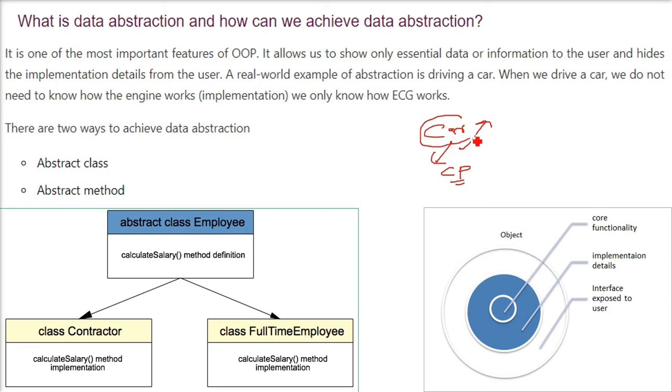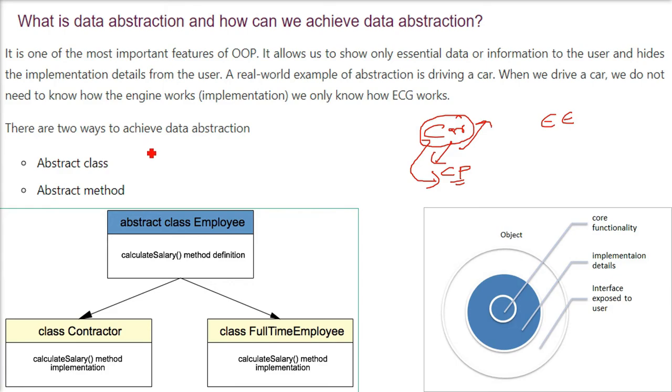That is only important. So data abstraction is all about showing only the essential data or information to the user and hiding all the implementation details from the user, because it is not required by him. He will not require it.